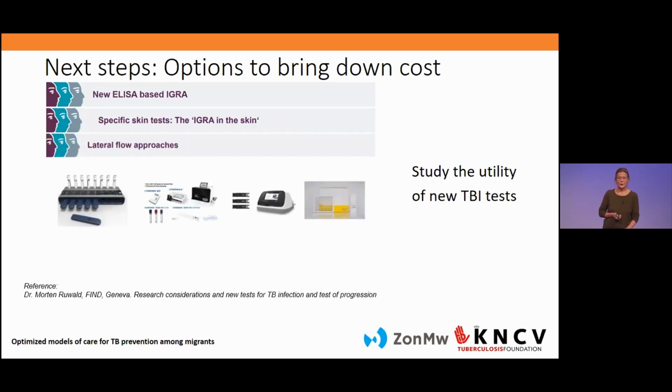there are a number of IGRA lateral flow approaches, which are more or less promising because they don't require sophisticated laboratory equipment and can be used in local settings. So there can also be savings on expenditure for sample transport and perhaps also turnaround time.